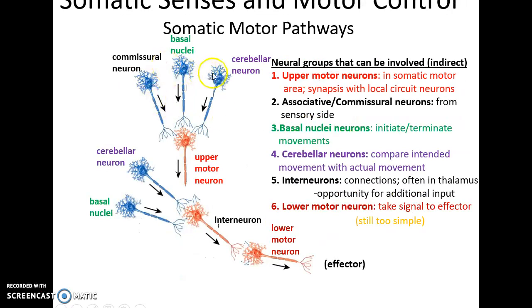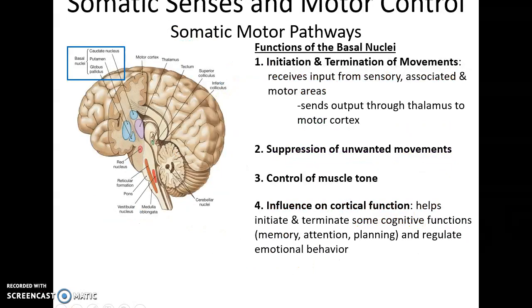You can have neurons from the basal nuclei, neurons from the cerebellum, neurons from commissure neurons, all affecting the upper motor neurons. You can also have various interneurons in between the upper motor neuron and the lower motor neuron, which can also receive information from various tracts. It can get very, very, very complicated to lead to that final muscle contraction.